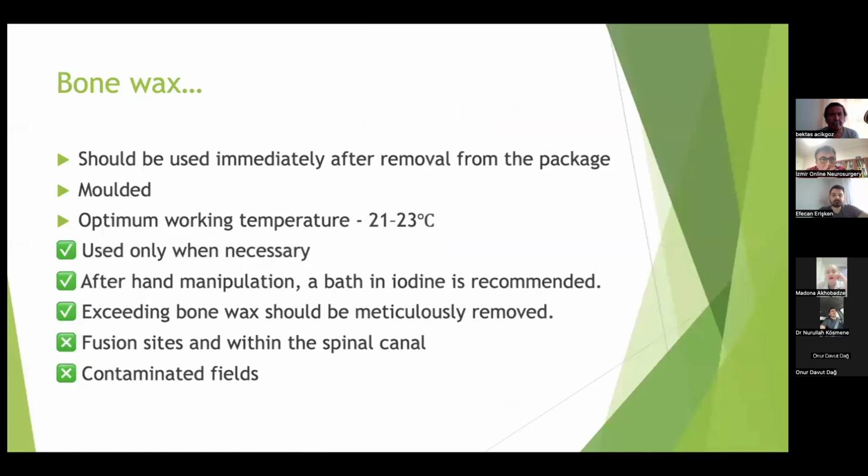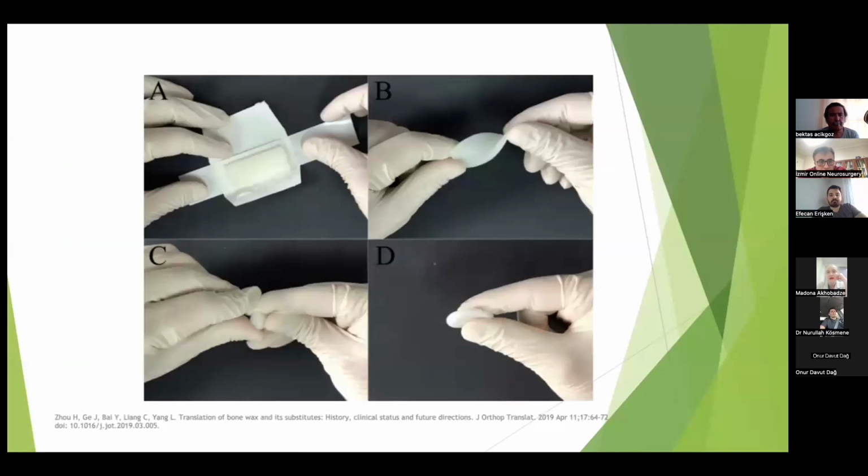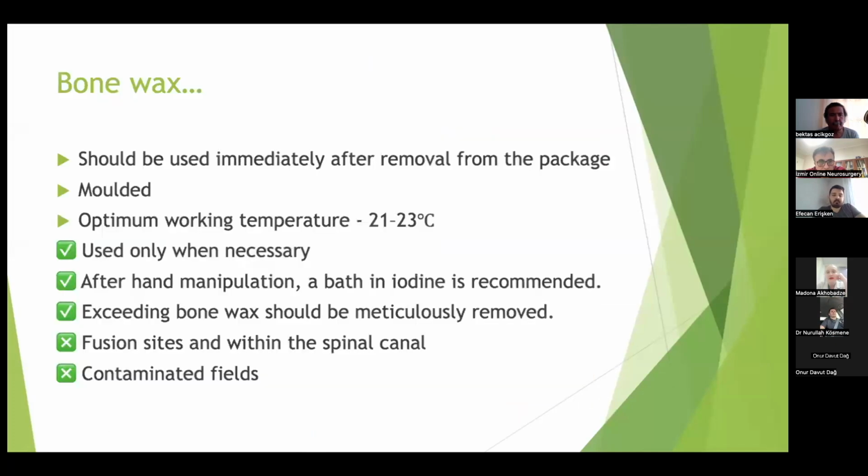Next will be the bone wax, which should ideally be used immediately after removal from the package. After removal from the package, it can be molded in our hands, as shown here. The optimum working temperature is said to be 21 to 23 degrees Celsius, and it has to be used only when necessary. After manipulating with hand, ideally it should be bathed in iodine.